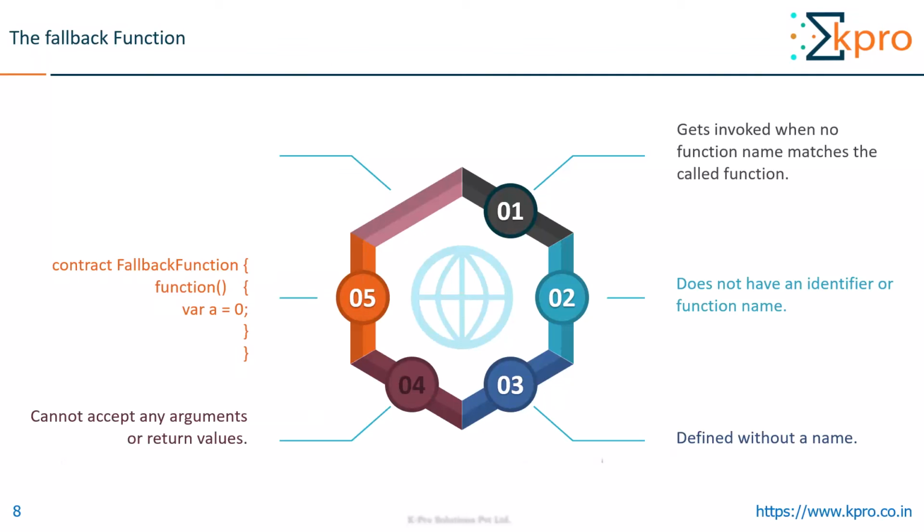This is how we write a fallback function. That is, a function with no identifier, and we have the code inside. And this fallback function also gets invoked when the contract receives Ether. Although for this, we need to write the specifier as payable for it to be invoked when it receives Ether. So this is all about the fallback function.